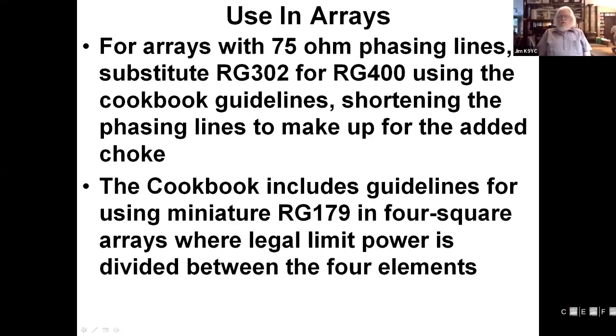For use with 75 ohm phasing lines, or arrays with 75 ohm phasing lines, you can substitute RG302 for RG400 using the Cookbook guidelines. That'll work fine, shortening the phasing lines as needed. The Cookbook includes guidelines for a miniature RG179 in four square arrays, where legal limit power is divided between the four elements.